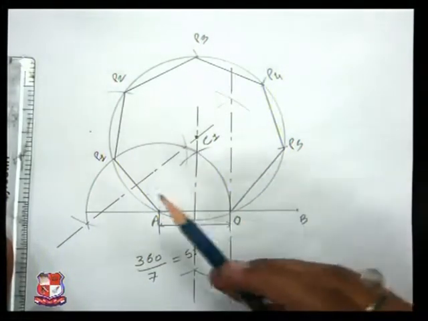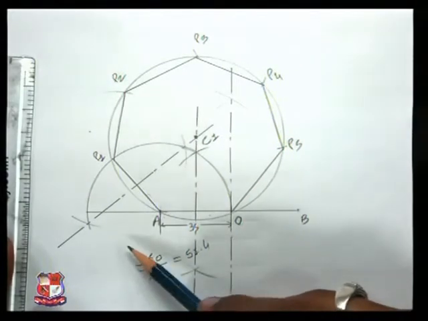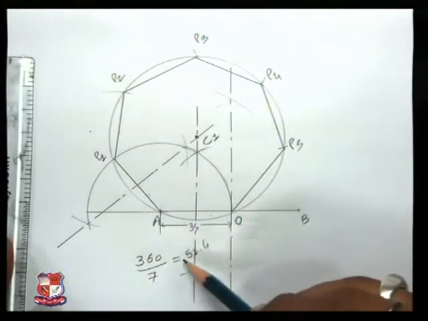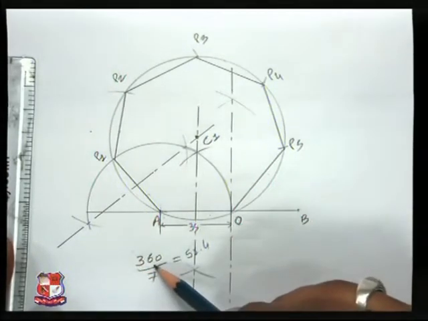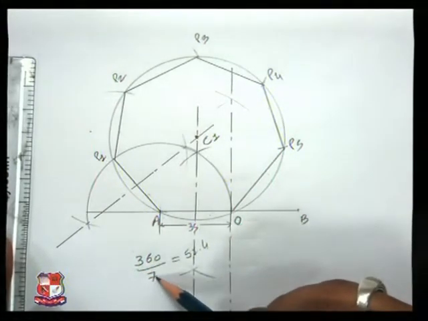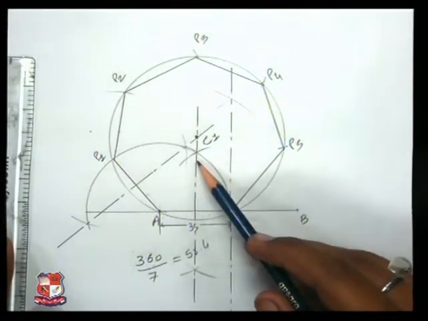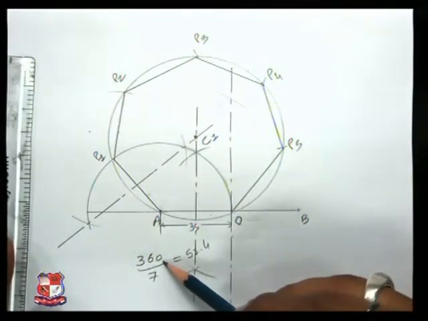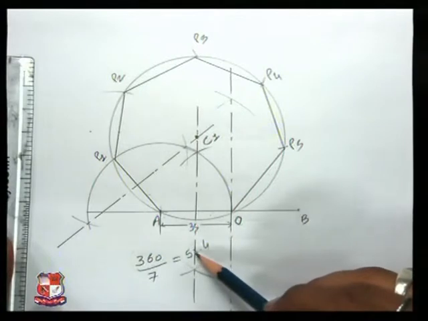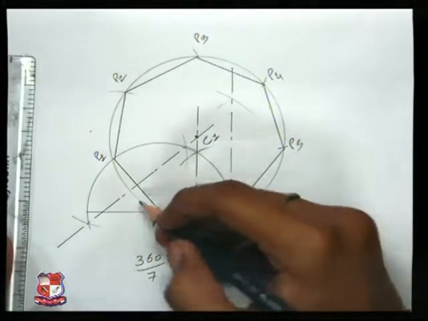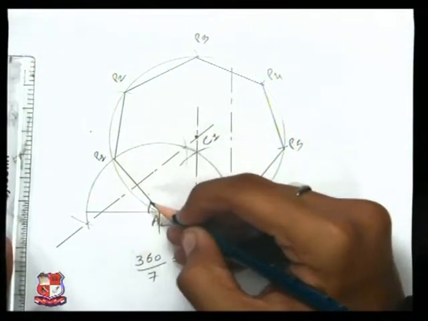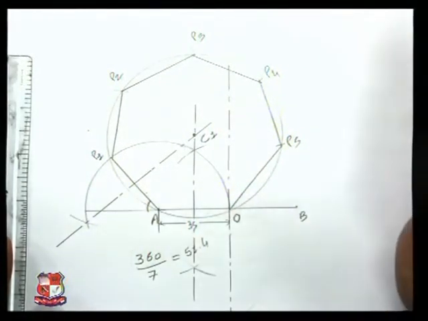Now as we know that all the polygons are either circumscribed or inscribed, we need to divide this 360 by 7, which means that our polygon is of 7 sides. So 360 divided by 7 means that each side angle would be 51.4, which means that this angle is 51.4 degrees.